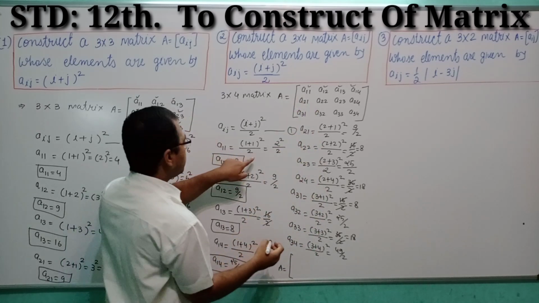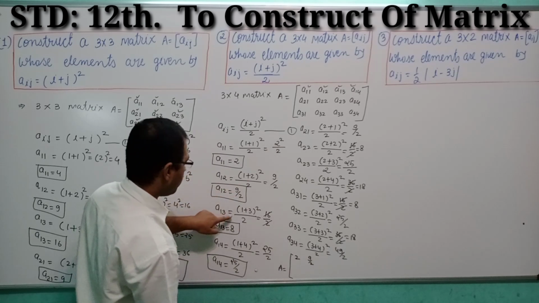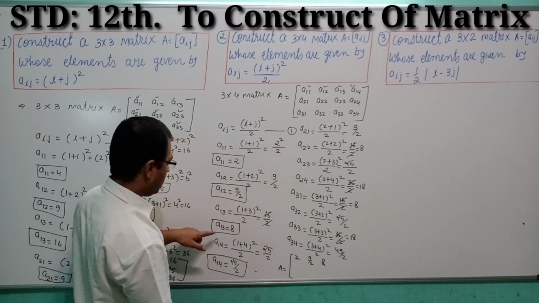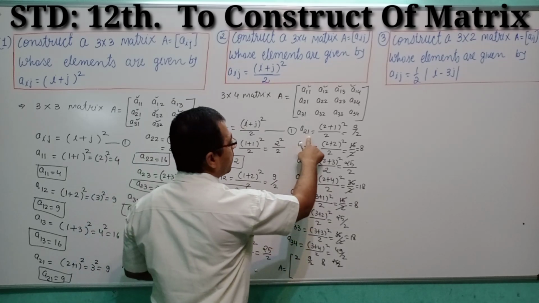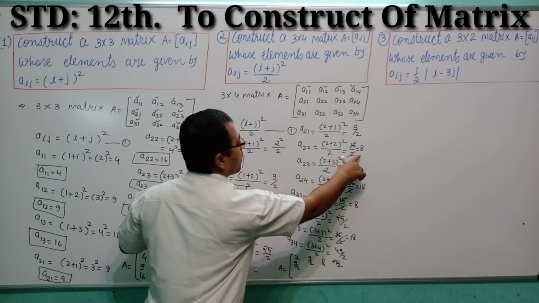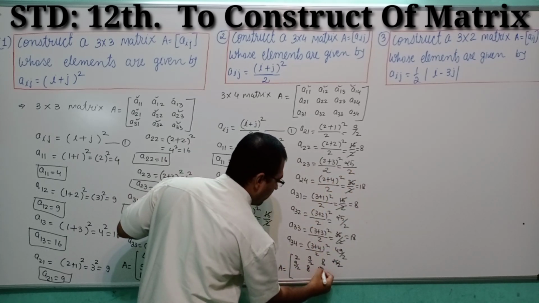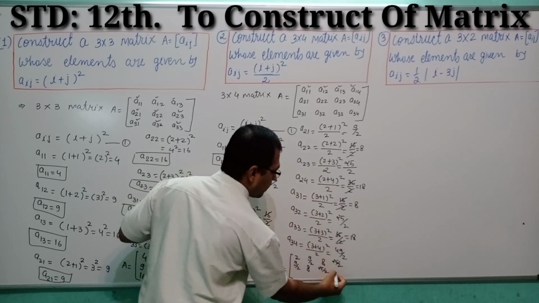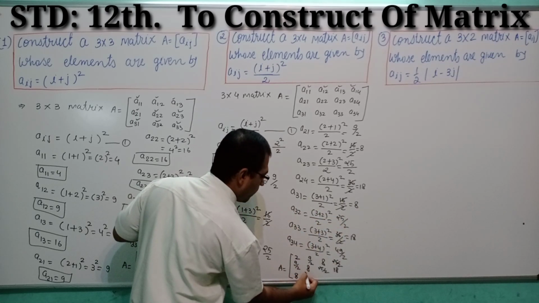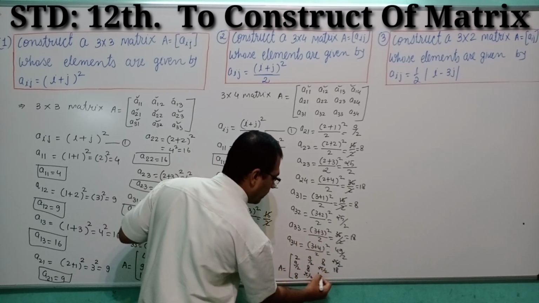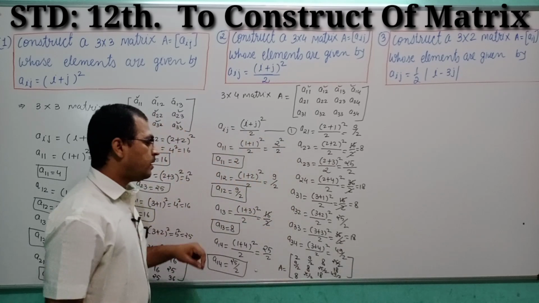Now A11 from here, 2. A12, 9 by 2. A13, 8. A14, 25 by 2. A21, 9 by 2. Then A22, 8. A23, 25 by 2. A24, 18. A31, 8. A32, 25 by 2. A33, 18. A34, 49 by 2. So students, this is our desired matrix.